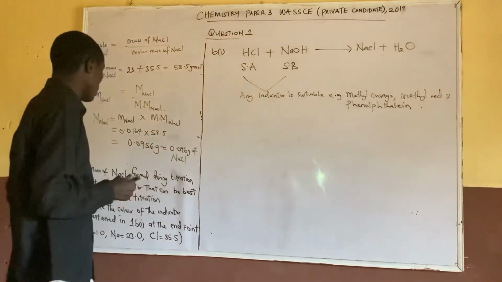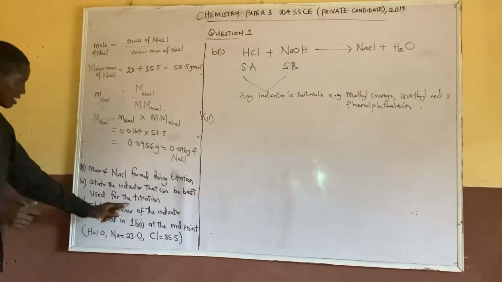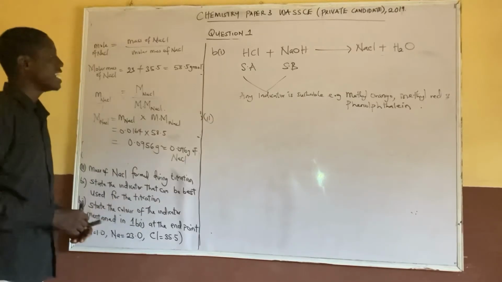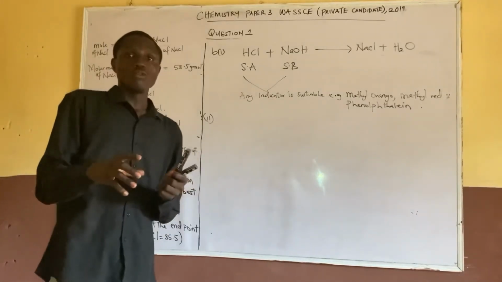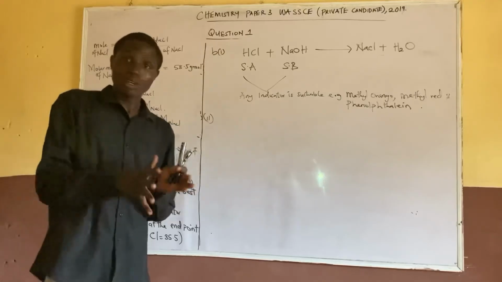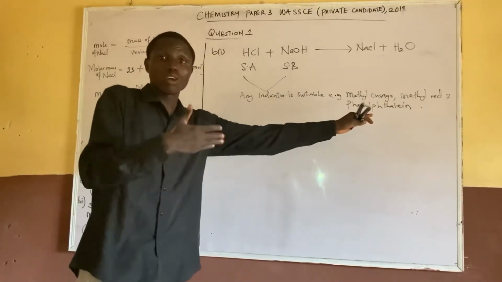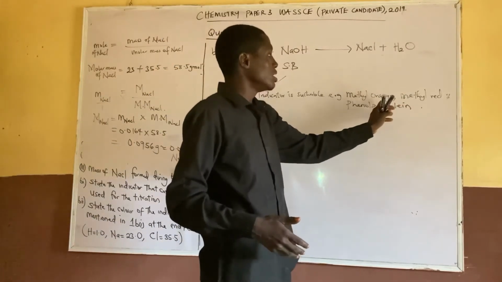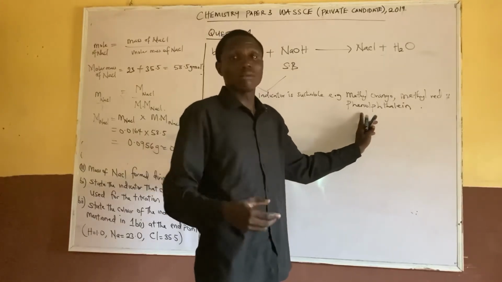Now let's go to Roman 2 of the B. It says, state the color of the indicator mentioned in Roman B1 at the end point. Now, at the end point, what will be the color of your titration? It depends on the indicator you are using. If I'm using methyl orange, I'm going to have orange. If I'm using methyl red, I'm going to have red. If I'm using phenolphthalein at the end point, I'm going to have a color.